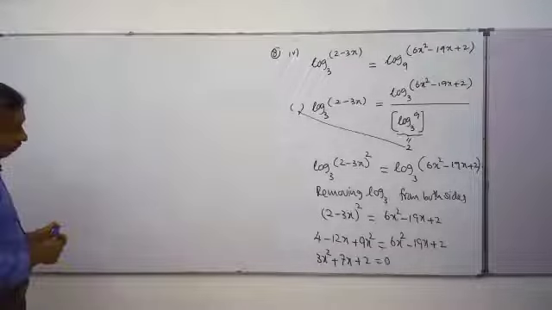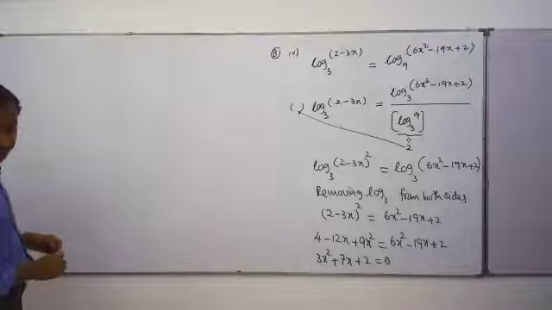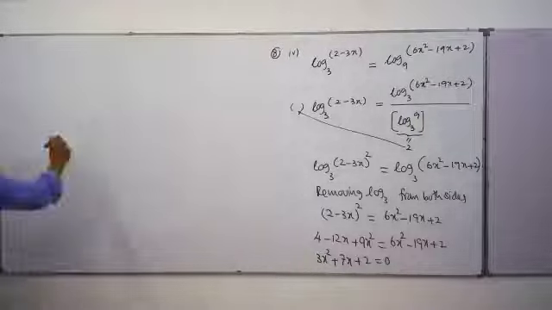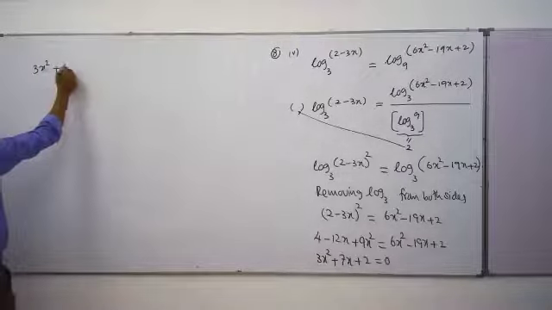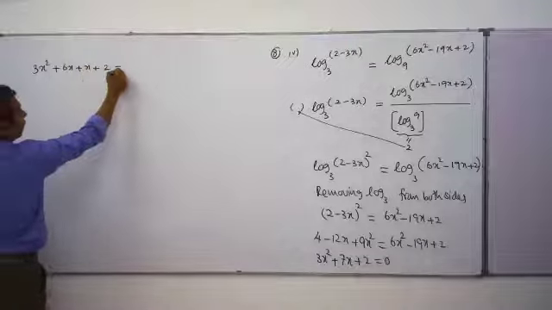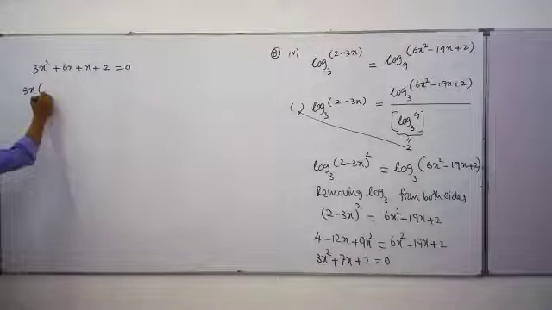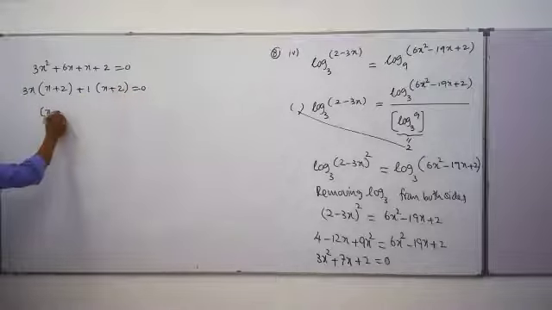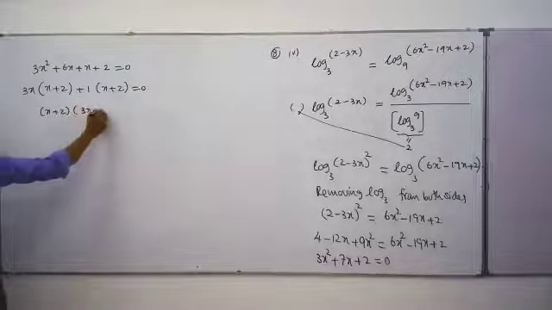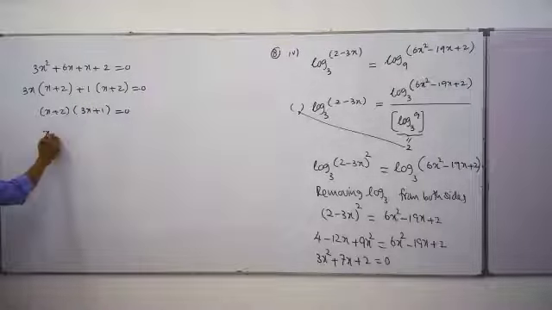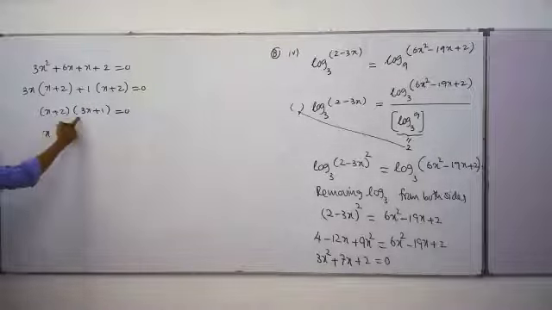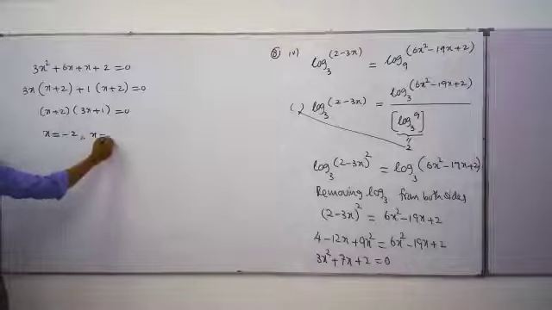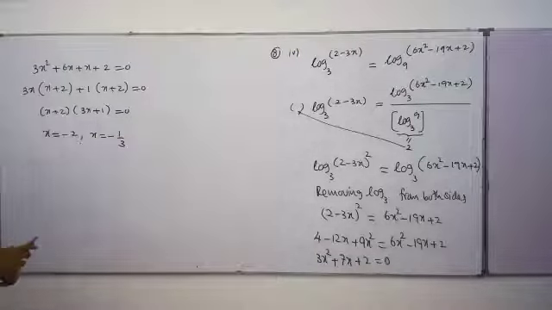You can write here the factors, right? Like this. 3x squared plus 6x plus x plus 2 equals 0. Take 3x out here. X plus 2 here, take 1 out. X plus 2 equals 0. Then x plus 2, 3x plus 1. We get x equals minus 2, x equals minus 1/3. They are the possible answers, right?